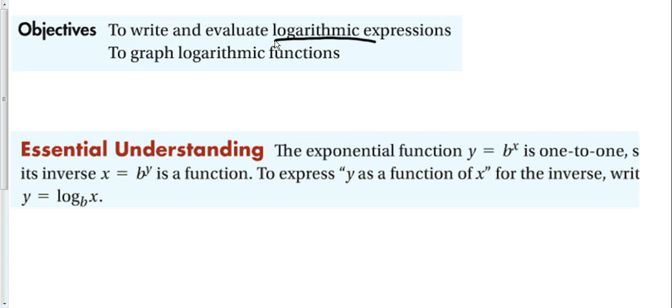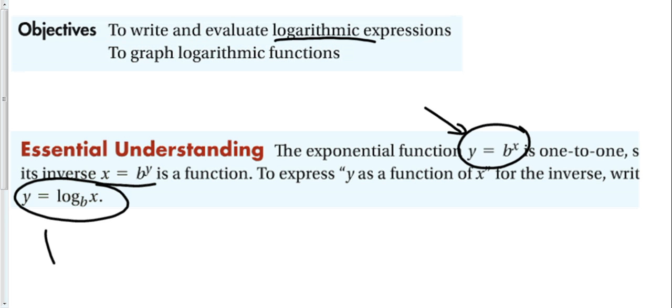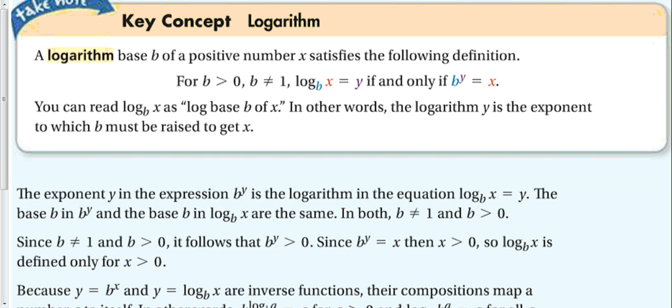Graph logarithmic functions. Basically, what you need to know is that the exponential function y equals b to the x is 1-to-1, and its inverse is x equals b to the y. So to express y as a function of x for the inverse, write it this way, as a logarithm. So basically what we're saying is that an exponential function equal to y and a logarithmic function equal to y are inverses. Okay, so let's see how it works.